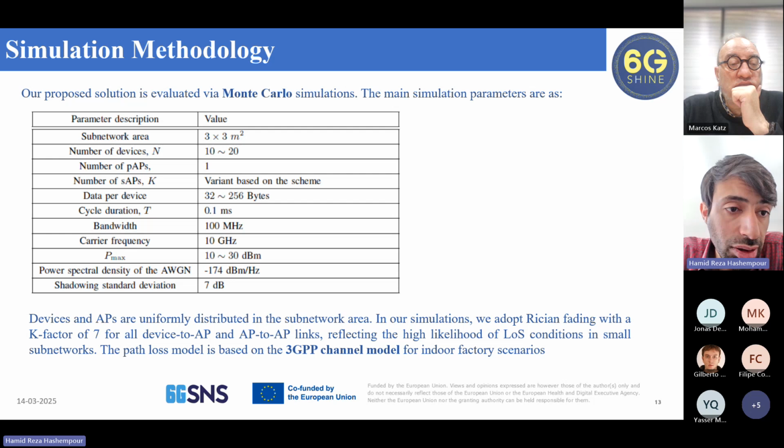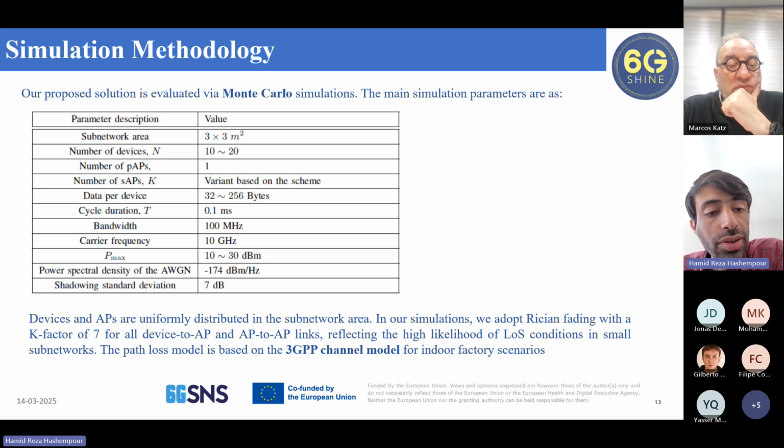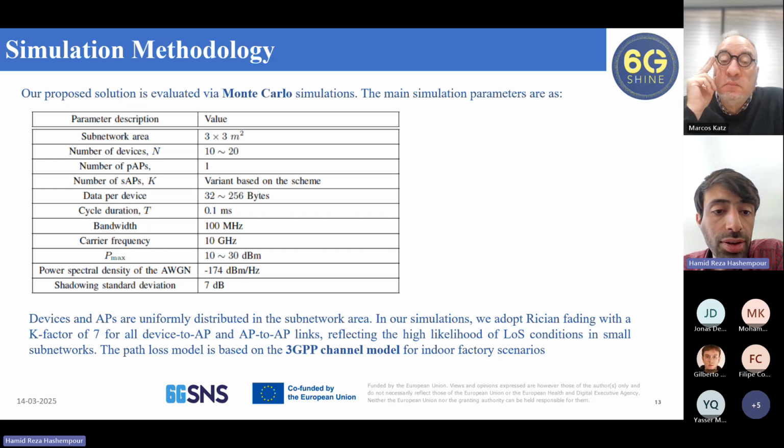The total cycle duration is 100 microseconds, and the bandwidth is 100 megahertz. The carrier frequency is 10 gigahertz, and we use a maximum power between 10 and 30 dBm. The shadowing standard deviation is 7 dB. We also consider uniformly distributed access points and devices in a subnetwork. We adopt Rician fading for transmission because it's highly likely to have line of sight conditions in small subnetworks. The path loss is calculated based on the 3GPP channel model for indoor factory subnetworks.